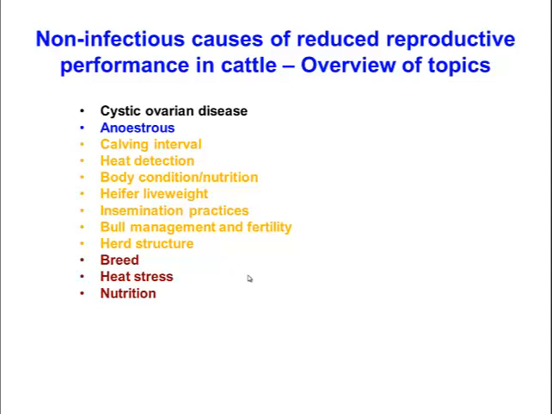Okay, so far we've talked about non-infectious causes of reduced reproductive performance, including cystic ovarian disease and estrus in cattle. We're going to move on now to a range of other conditions that can affect reproductive performance: the calving interval, heat detection practices, body condition score and nutrition. We've talked a little bit about this already.